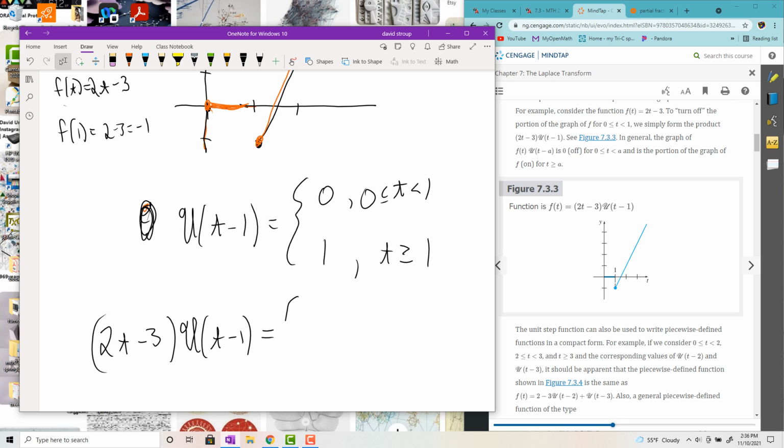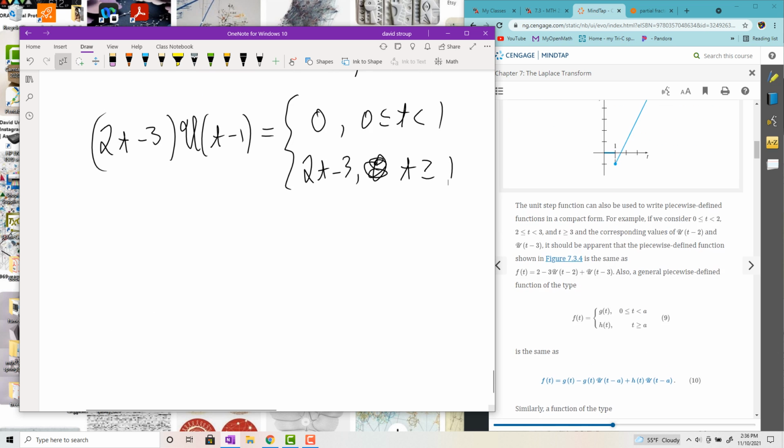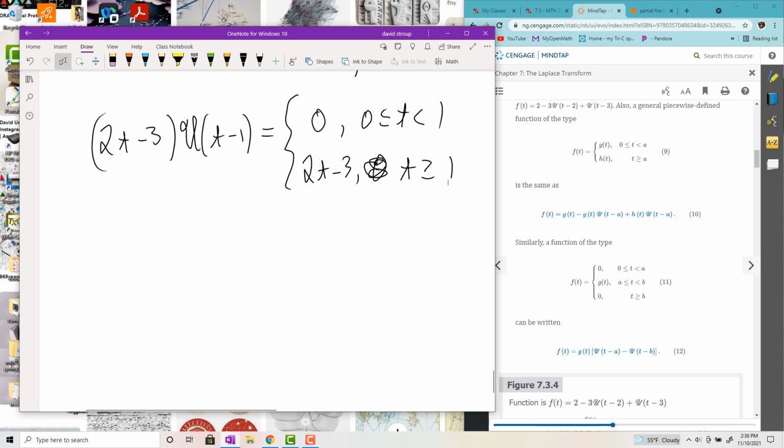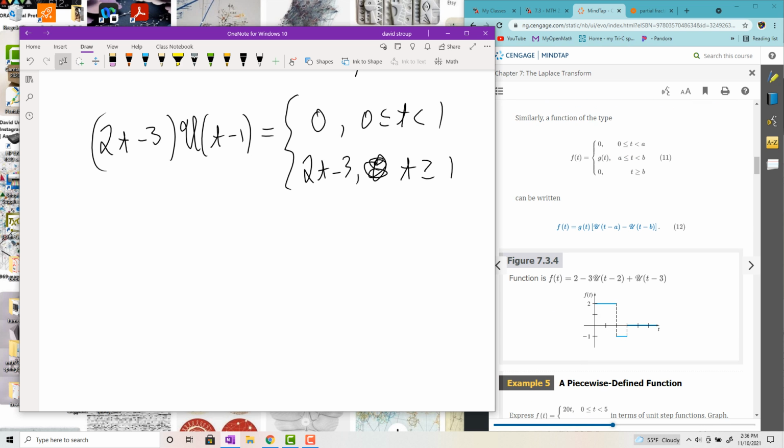If you think about it as just multiplying the pieces, if you multiply 0 times 2t minus 3, you get 0. And then if you multiply 1 times 2t minus 3, you get 2t minus 3. And this is exactly what we want, right? This is for t greater than or equal to 1. As far as I can tell, there's no standard way for building these functions. It's just being clever enough to get it to work.